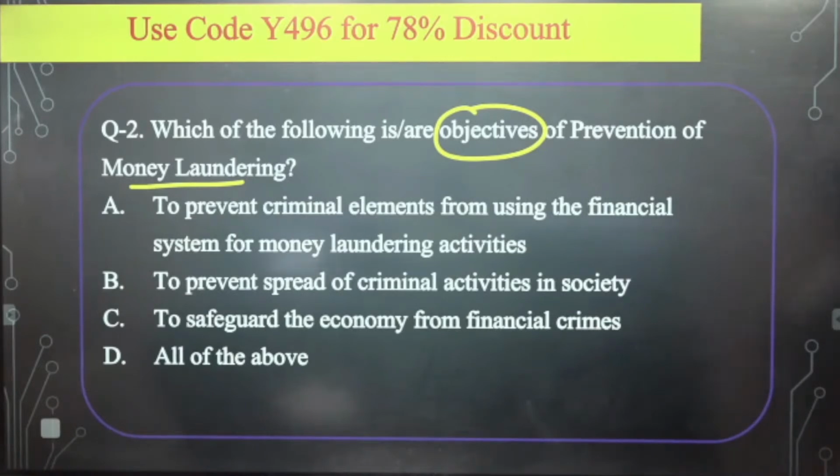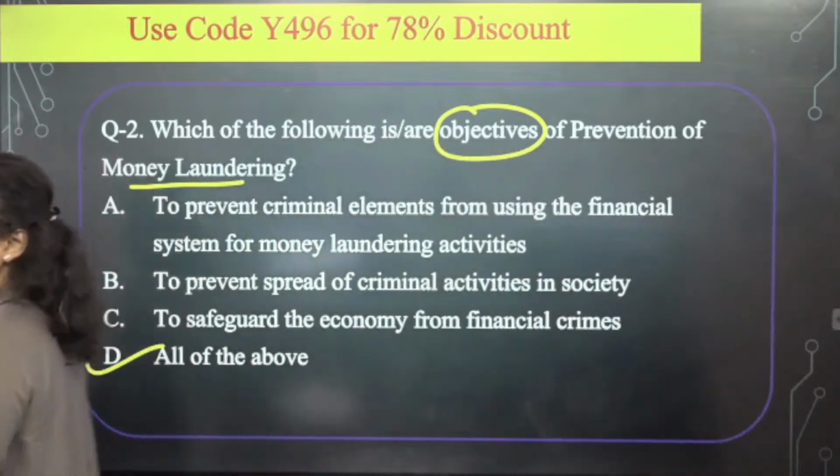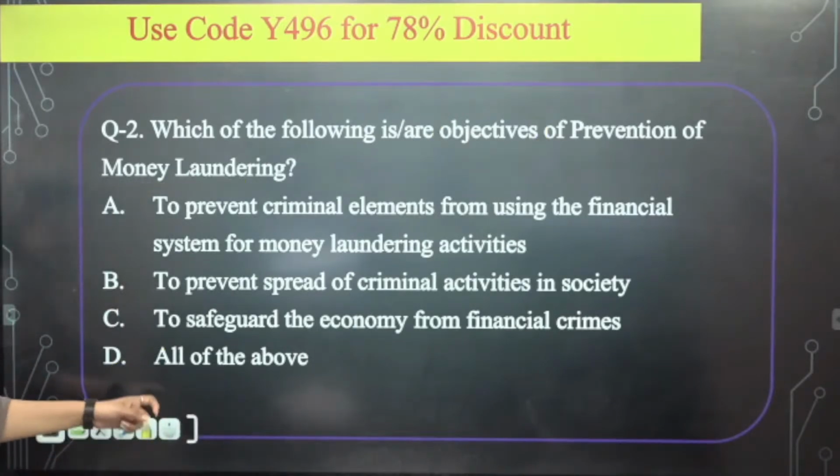The right answer for this question will be all of the above. We try to control all the 3 activities defined here with the help of prevention of money laundering. So the right answer will be the D option.